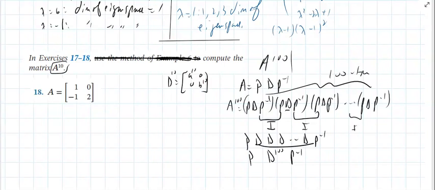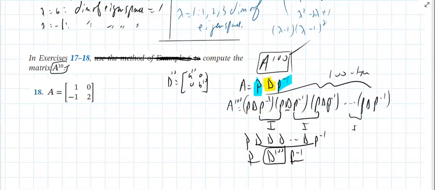So instead of multiplying a matrix by itself 100 times, all I have to do is find the eigenvalues, the eigenvectors associated with that, find the inverse, raise this to the 100 and multiply that. So I'm multiplying 3 matrices instead of 100 of them.